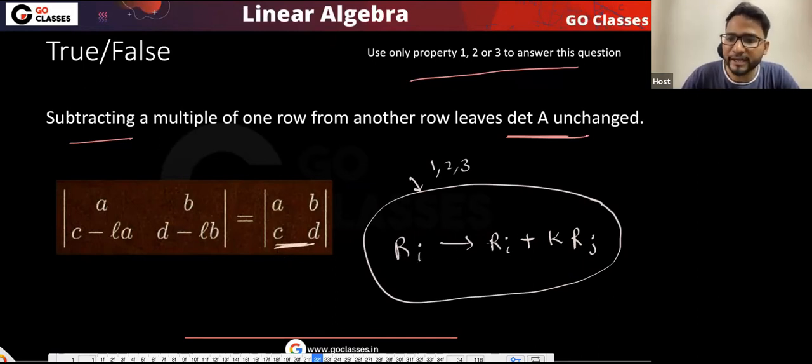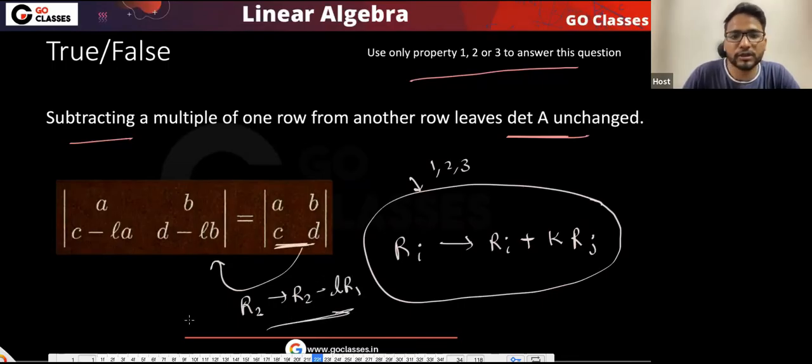Okay, so you can replace row Ri, which means R2 you can replace with, here you have applied I think R2 getting replaced with R2 plus or minus L R1, right? So that you can do, which means that will not change your determinant.